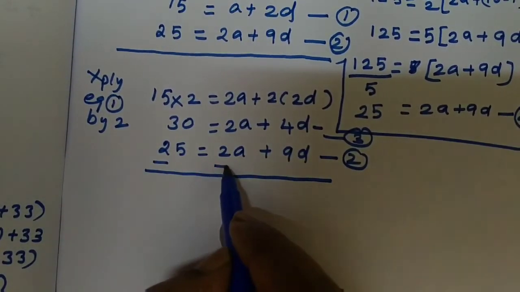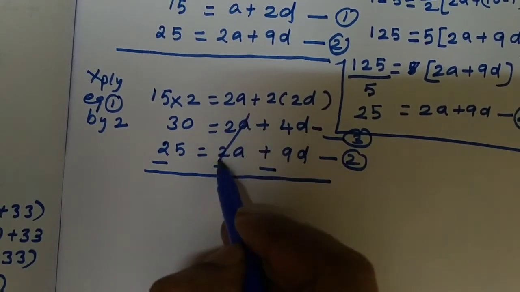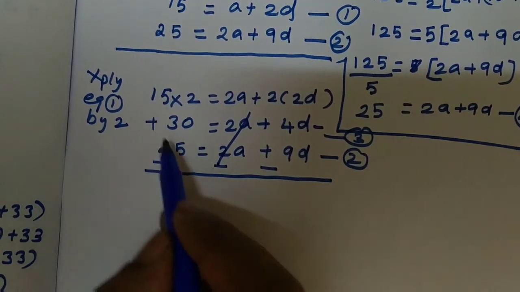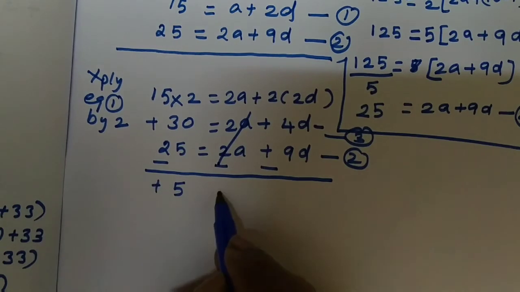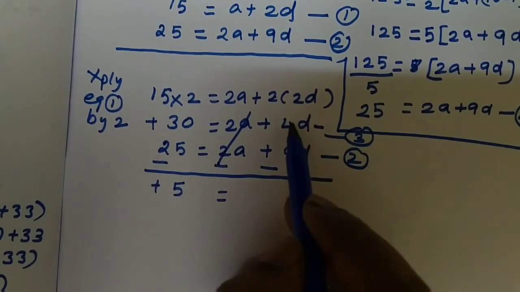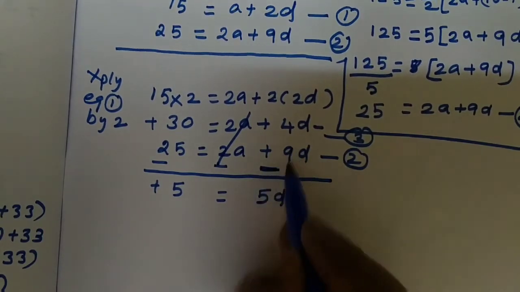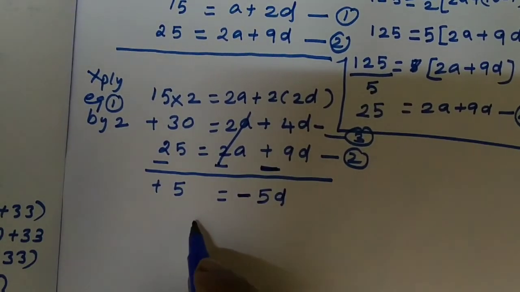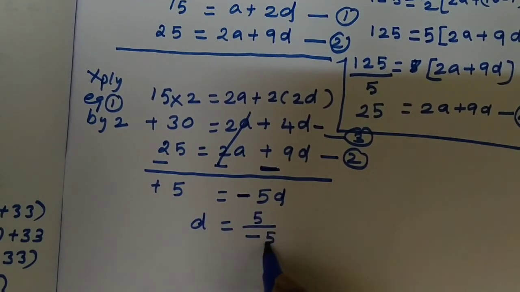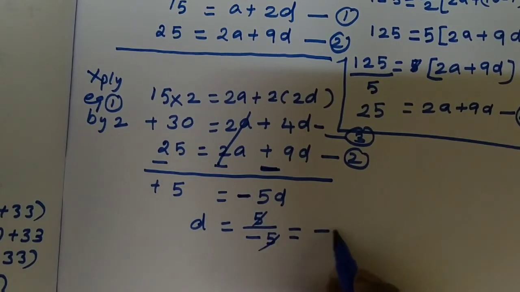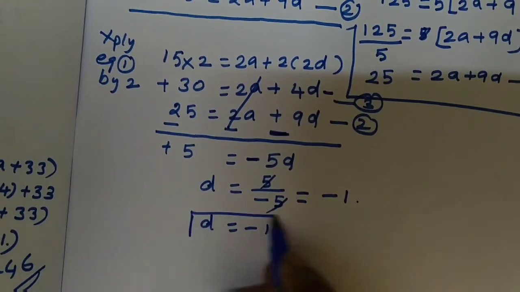Change the signs. Plus 2a minus 2a get cancelled. Opposite sign. Subtract 25 from 30. The value is plus 5. Opposite sign. Subtract 4 from 9. Answer is 5d. Put the greater number's sign. d is 5 by minus 5, which is minus 1. The value of d is minus 1.